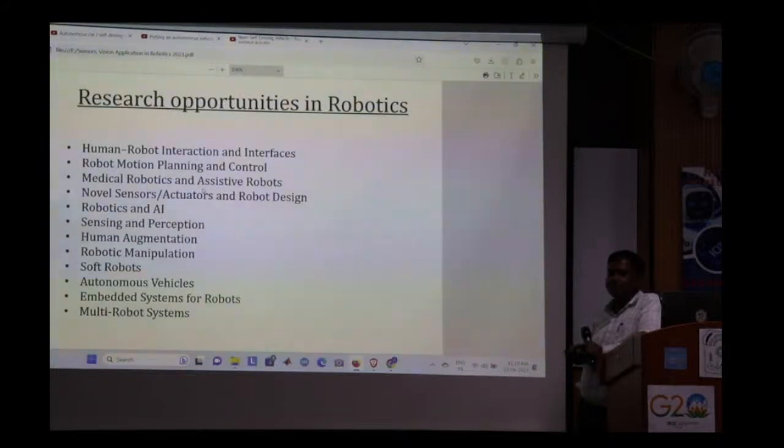Soft robots basically means robots which can take soft decisions. They can use artificial intelligence and soft computing tools to take decisions. Then you have autonomous vehicles. Then embedded systems for robots and multi-robot systems. These are different domains in which you can do study.